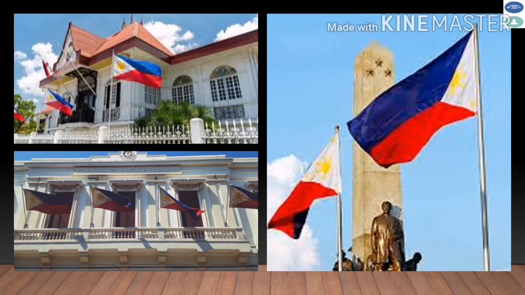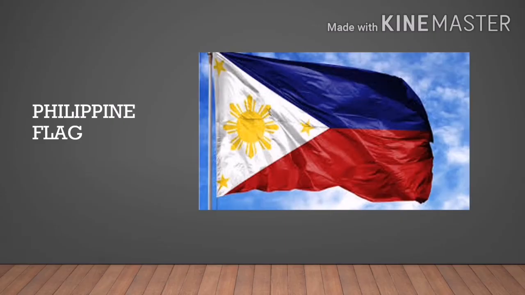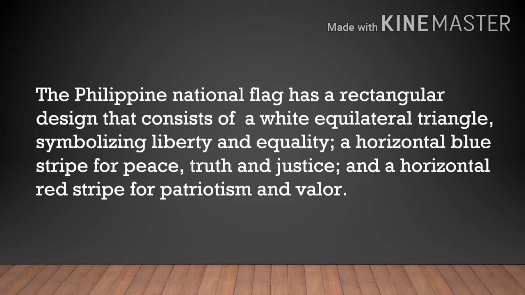In terms of signs and symbols, this symbol is one of the most important parts of being a Filipino. The Philippine flag. What are the parts of the Philippine flag, and what do they symbolize? The Philippine national flag has a rectangular design that consists of a white equilateral triangle, symbolizing liberty and equality, a horizontal blue stripe for peace, truth, and justice, and a horizontal red stripe for patriotism and valor.